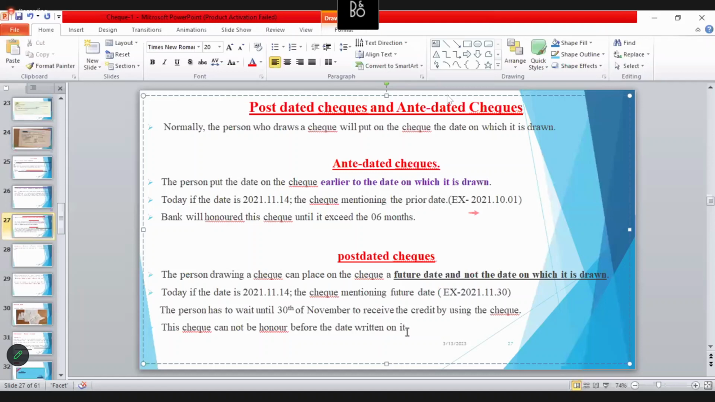If the date were November 14 and I mention the date on the check as November 30, then Avani can't go on the 15th, Avani can't go on the 16th, Avani can't go on the 17th, Avani can't go on the 18th. She has to wait until November 30 to go to the bank and get a payment by using the check. Right? Have you all understood what is an antedated check, what is a post-dated check?